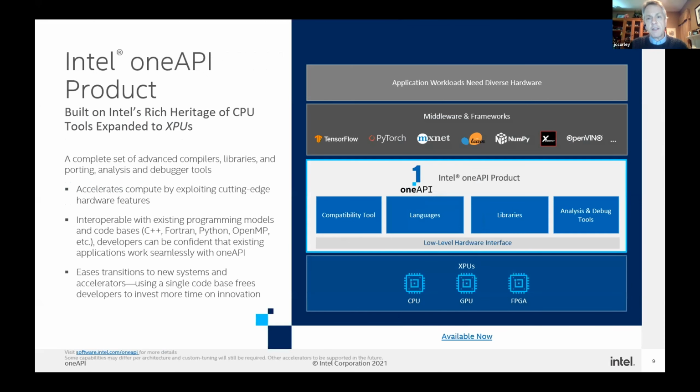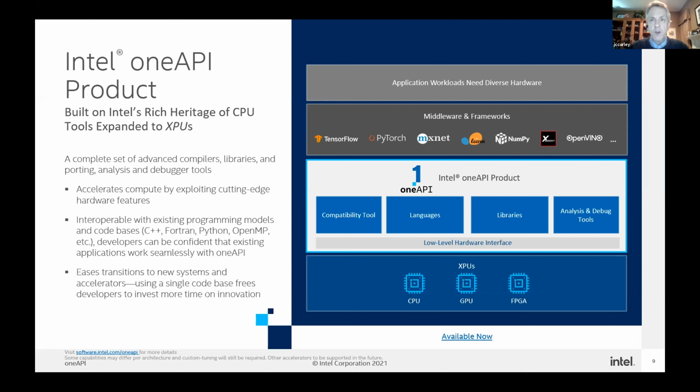So with that, we have a specification, and that specification is useful, but a spec is useless without a proof of the concept. And so Intel has moved forward in only 1 year from the announcement of this initiative to actually shipping in production our first generation of a product built on the oneAPI specification. Intel's oneAPI product comes with 4 major elements.